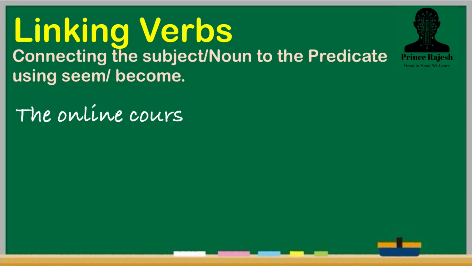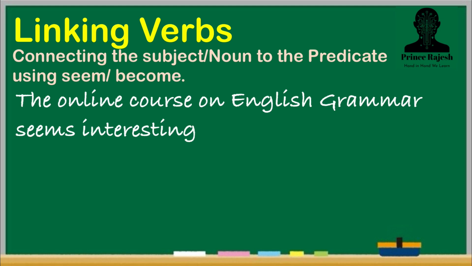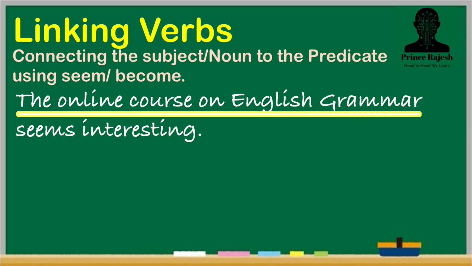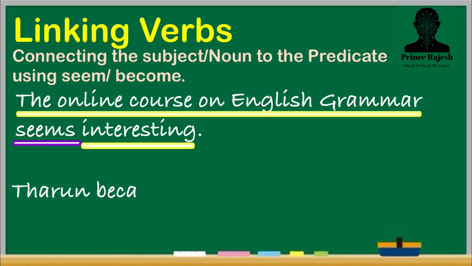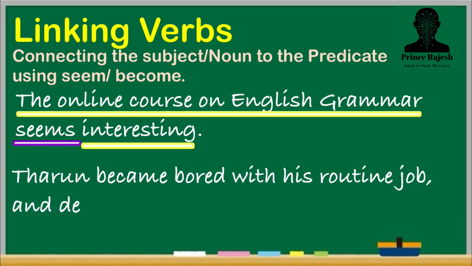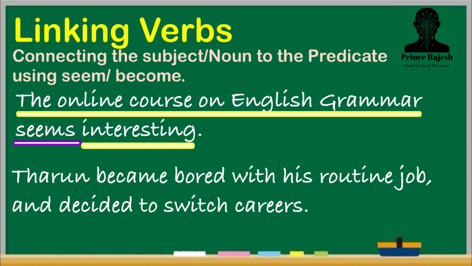The online course on English grammar seems interesting. In this sentence, the subject, the online course on English grammar, is connected to the adjective interesting with the linking verb seem. Tharun became bored with his routine job and decided to switch careers. In this sentence, the subject, Tharun, has been linked to the rest of the sentence with the linking verb became.